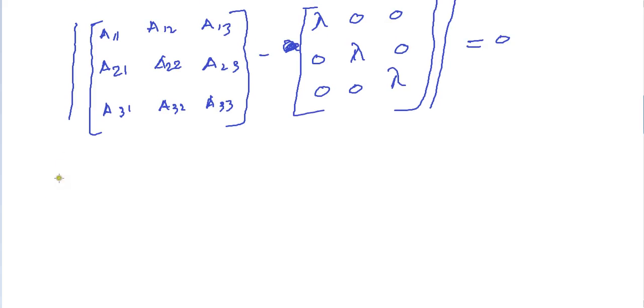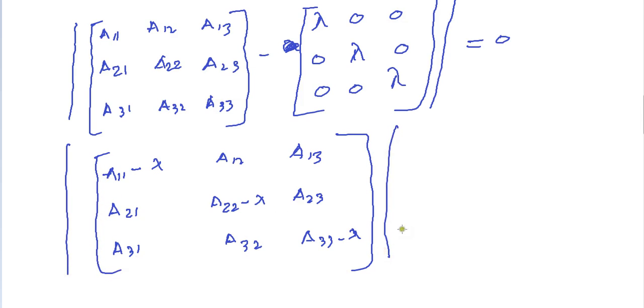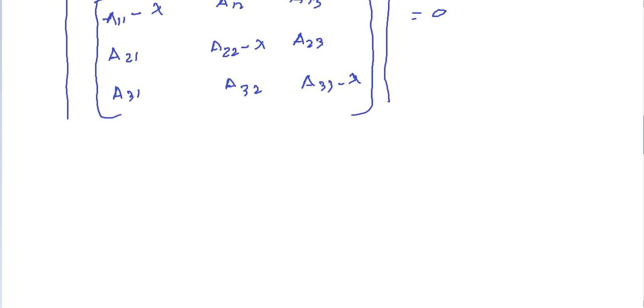we can write this equation in the following format: a11 minus lambda, a12, because a12 minus 0 is equal to a12, a13, a21, a22 minus lambda, a23, a31, a32, a33 minus lambda, right? So this is the tensor, and the determinant of that is equal to 0.